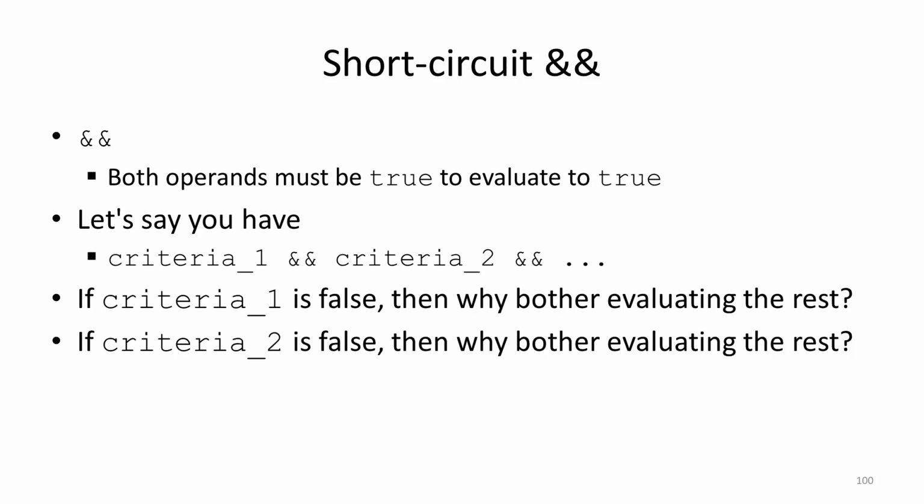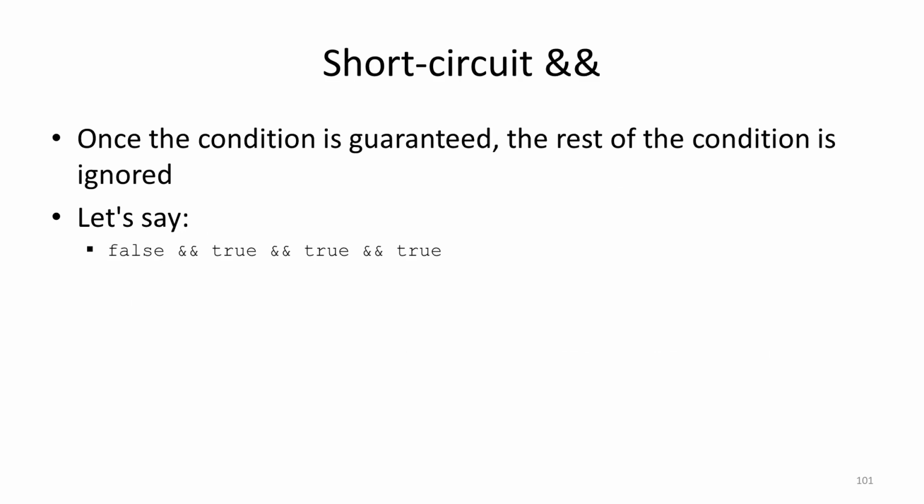If criteria 1 is false, then why bother evaluating the rest of the expression? If criteria 1 is true, but criteria 2 is false, why bother evaluating the rest of the expression? Once the condition is guaranteed, the rest of the condition is ignored. So let's say I take the situation from that previous slide and I replace it with some Boolean values. So for the first one, let's say I have false and true and true and true. At that first AND, you have a false. So this stuff actually doesn't get evaluated.